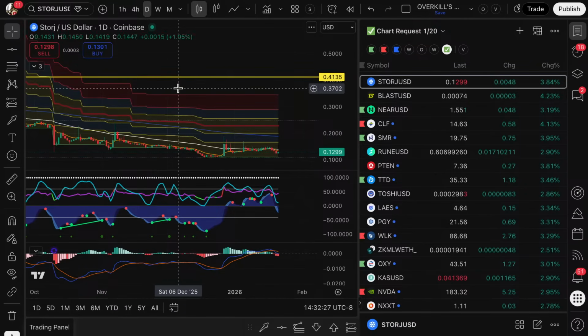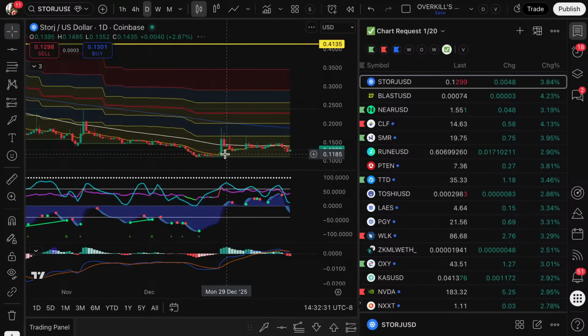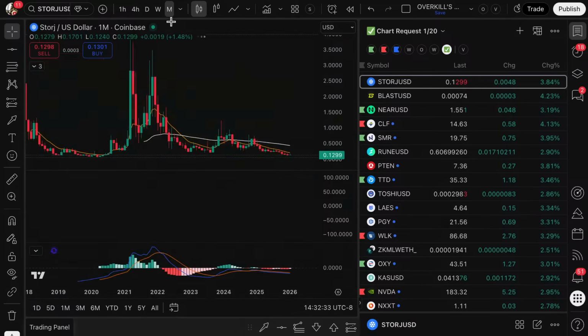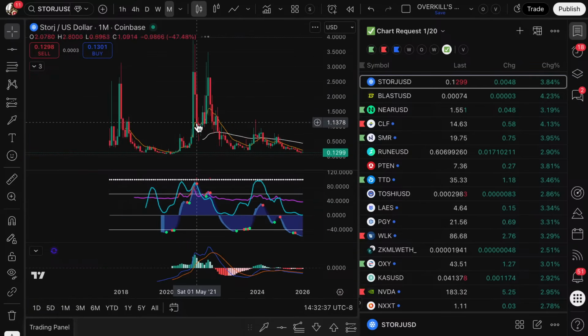What else we got? STORJ. Still green there on the weekly. What's the monthly saying on this thing? Okay, again, these things are... I'm telling you guys, altcoins are just... Look at this. 2020 lows. You're sitting at a 6-year low. The lowest price in 6 years.